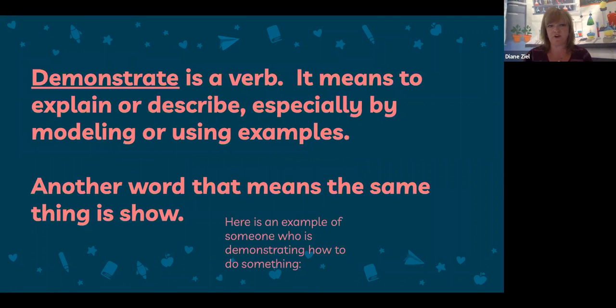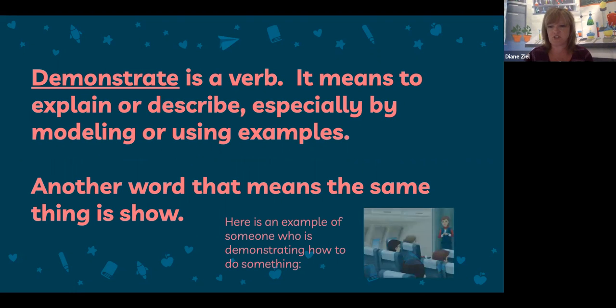Demonstrate is also a verb. It means to explain or describe, especially by modeling or using examples. Teachers do this while they're teaching you all day long. Another word that means the same thing is to show. Here is an example of someone who is demonstrating how to do something. If you've ever flown on an airplane before, right before takeoff, a flight attendant will demonstrate what to do in case of an emergency.